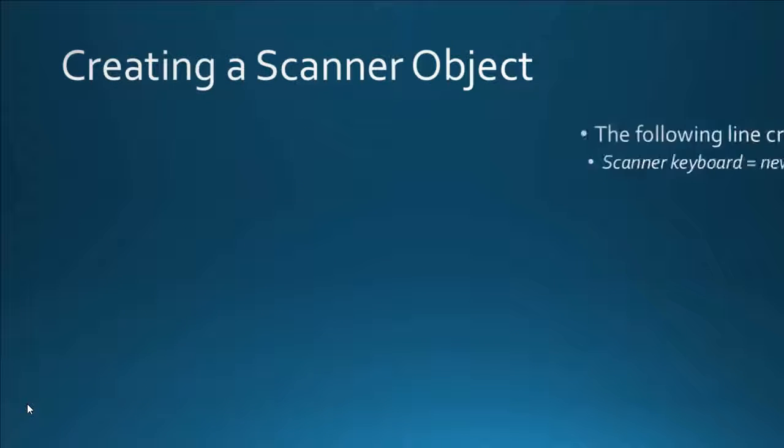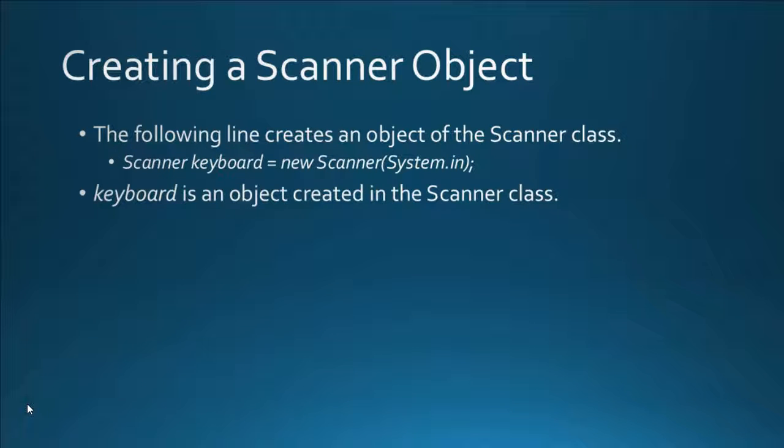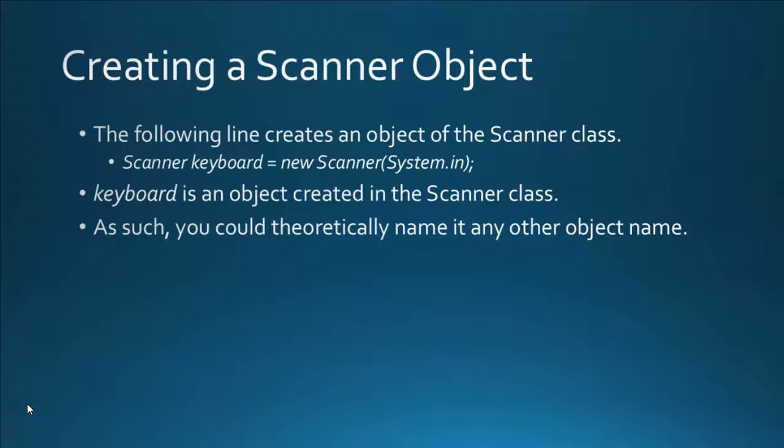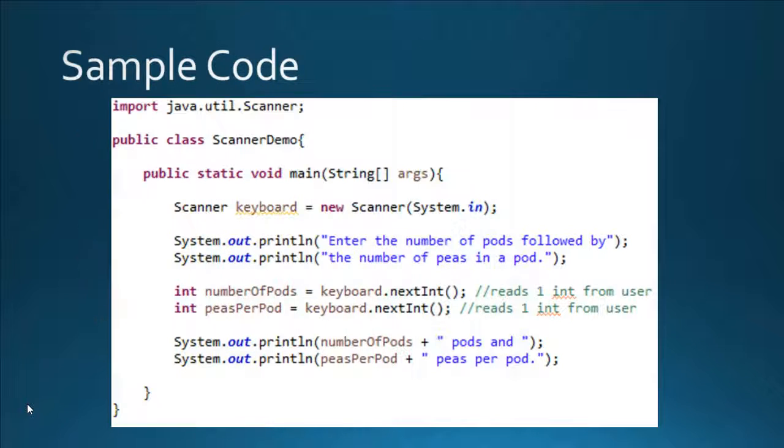Now, if we want to create a Scanner object, the following line will create it. Scanner keyboard = new Scanner(System.in). Keyboard is an object created in the Scanner class. As such, you could theoretically name it any other object name. We would use keyboard, or sometimes KB, as it keeps it easy to remember and prevents us from confusing it with other potential object names. Here's a quick sample code that shows Scanner keyboard in use.